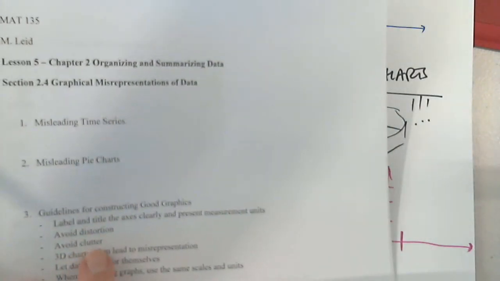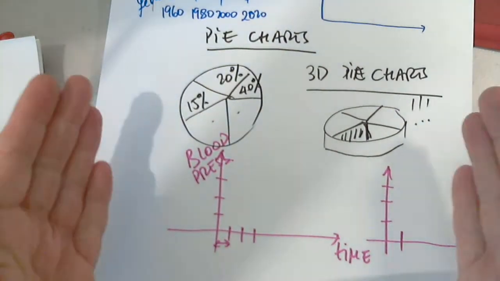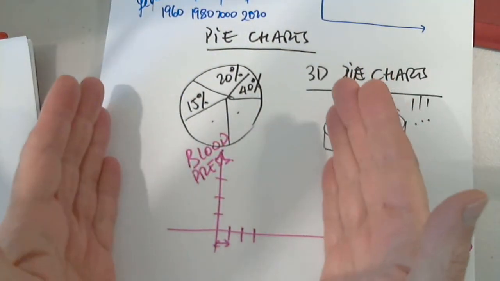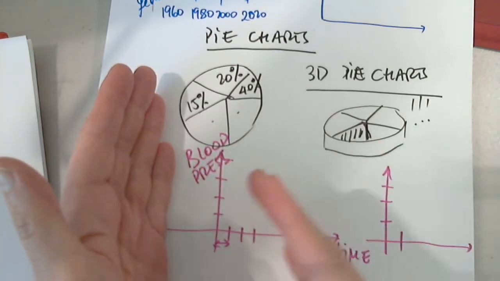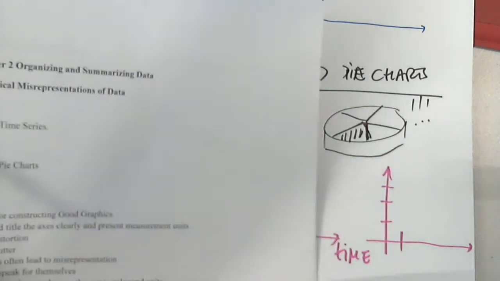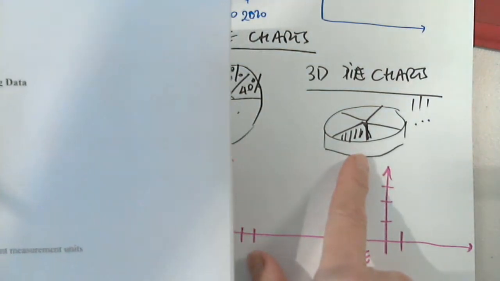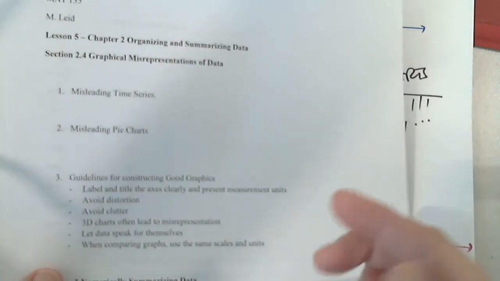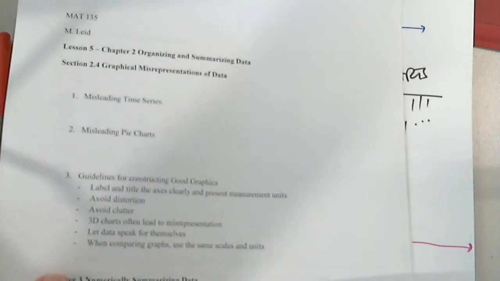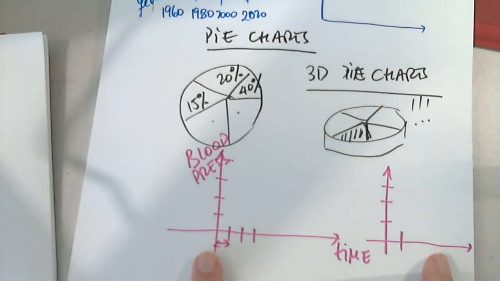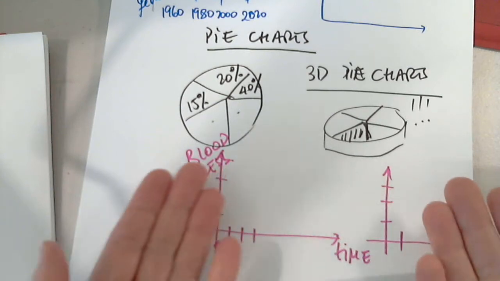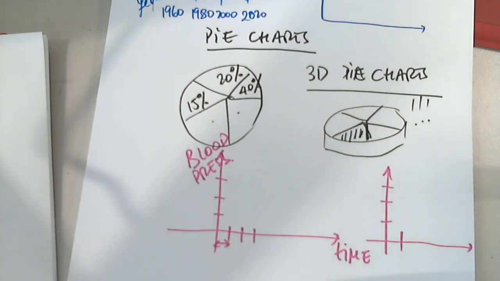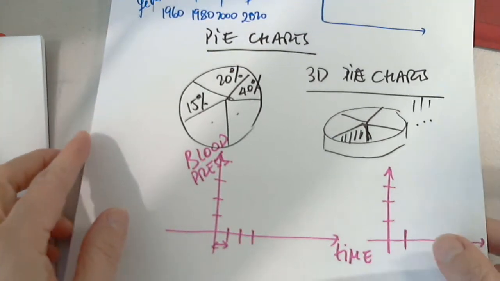Avoid distortion, avoid clutter. In other words, don't present a lot of things in the background or sides of a graph, just these two, and compare them. Also the 3D charts, careful with that. We are trying to let the data speak for themselves. We organize it and summarize it, but we let them talk to us. And when comparing graphs, as I said, use the same scales on both sides, because you cannot compare apples to pears. So that's pretty much it that I wanted to say about 2.4. And now, if you have questions, if not, we'll start chapter 3. Any questions for me?